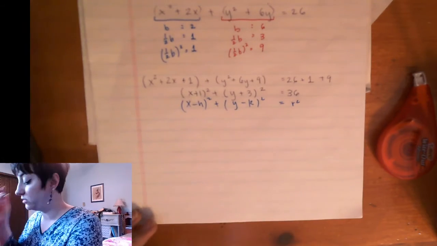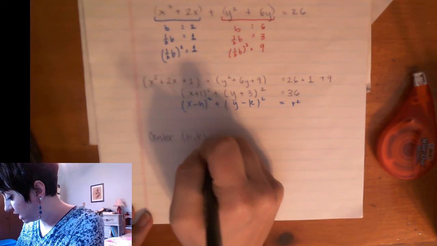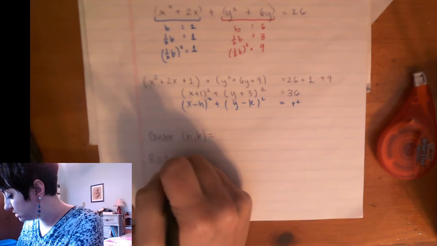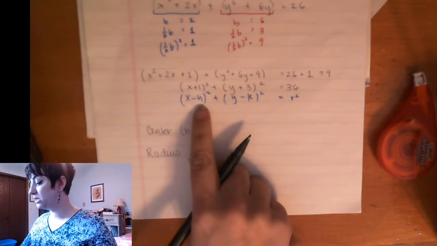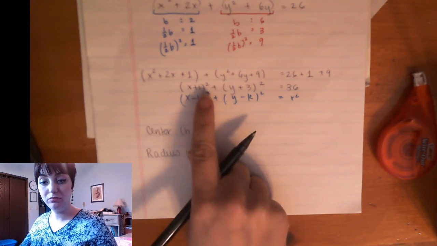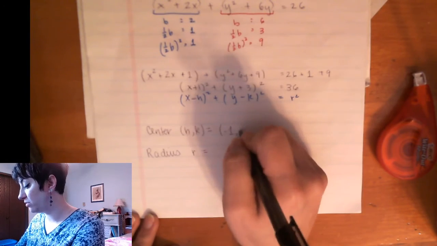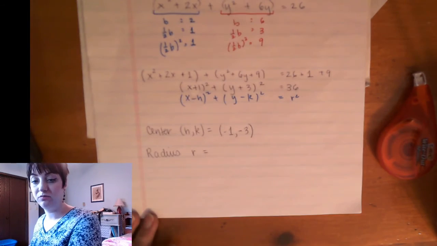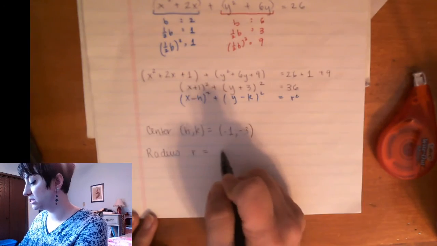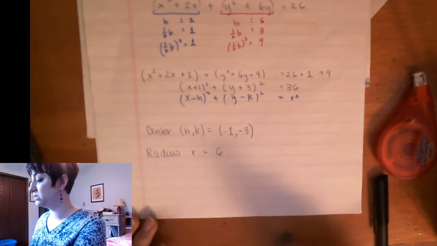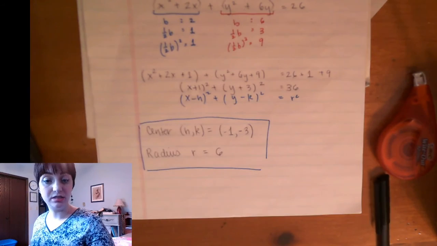So the problem asked for the center and radius. The center is h, k. The radius is r. So here I have x plus 1, which means I'm subtracting negative 1. Plus 3 means I'm subtracting negative 3. So my center is negative 1, negative 3. My radius, so over here I have r squared, so 36 is 6 squared, so my r is 6. Now you can graph this if you are asked to do so.